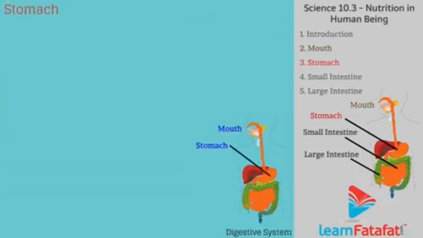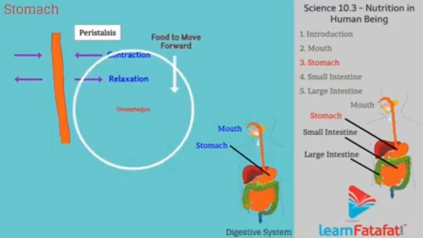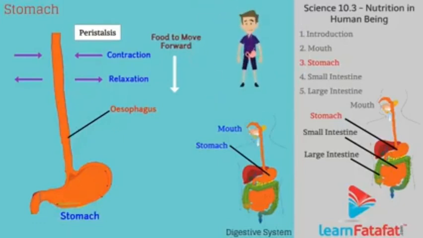Stomach. The rhythmic contraction and relaxation of muscles of the canal is called peristalsis. It helps the food to move forward. Through the esophagus, food reaches a J-shaped organ called the stomach. The stomach is located on the left side of the abdomen.